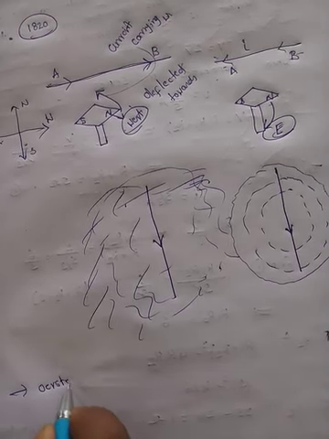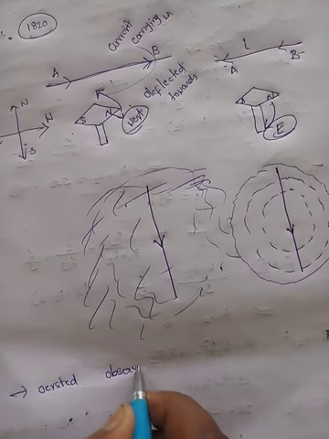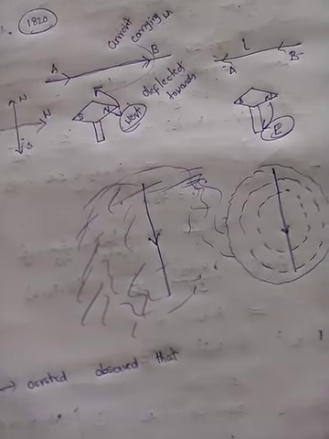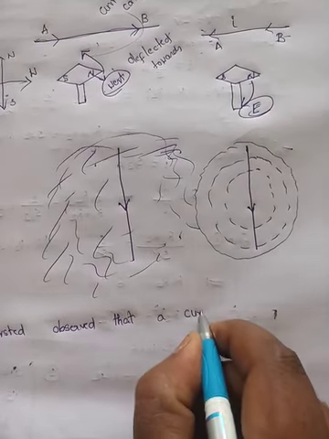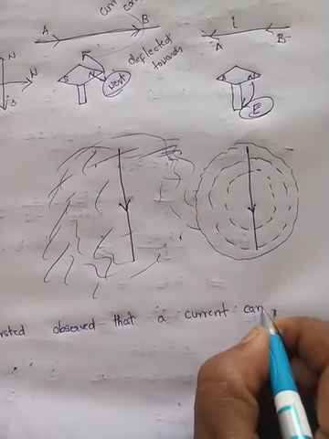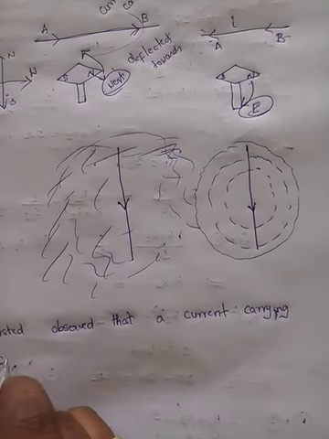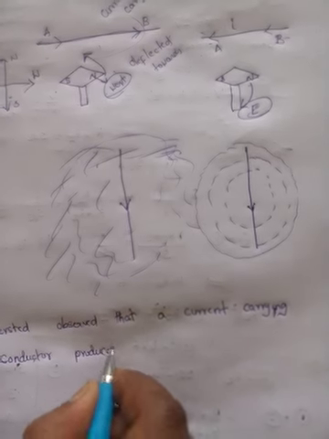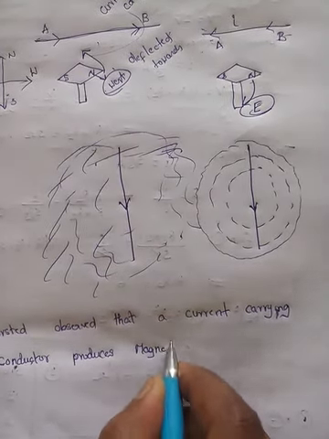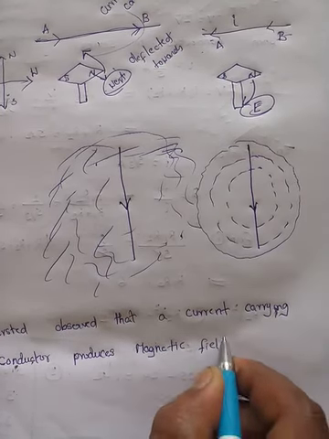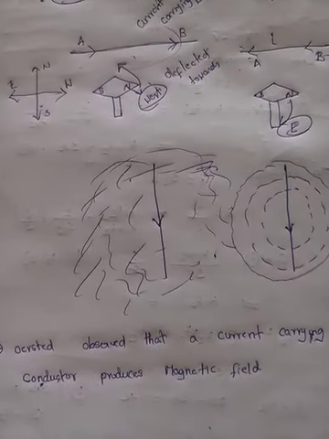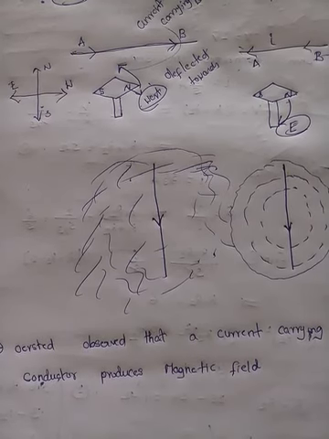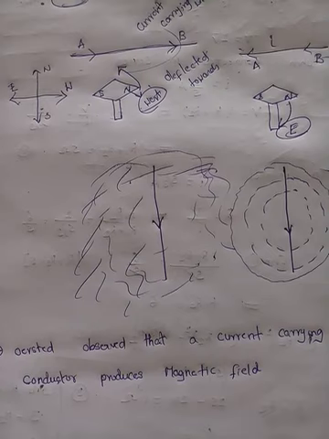Orsted's observations found that a current carrying conductor produces a magnetic field. From this we conclude that a current carrying conductor is going to produce a magnetic field. Its direction is perpendicular to the direction of the current. So, from this, what can we say a magnetic field is?